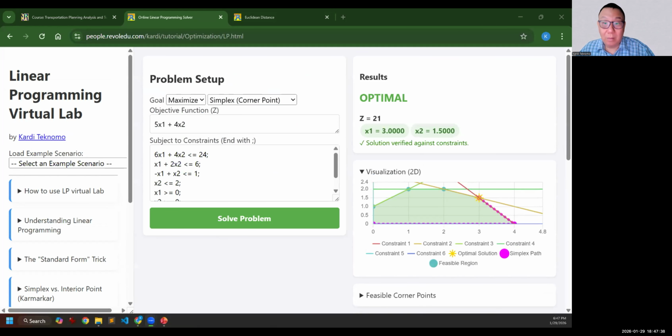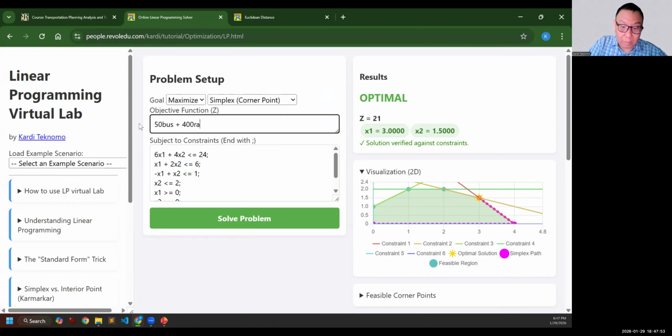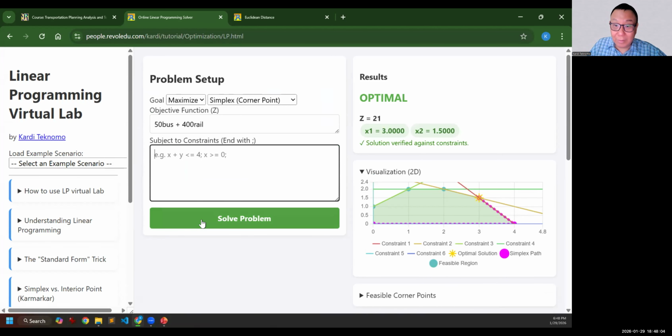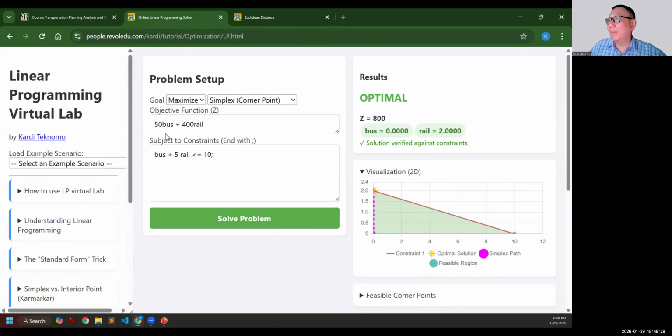Right, so what you will do, you type here 50 bus plus 400 rail. Or if you want, I can put rail or something. Then you remove all of these, and then bus plus 5 rail should be less than or equal to 10. Don't forget to put the semicolon. Then you can add, if this one is done already. As simple as that.